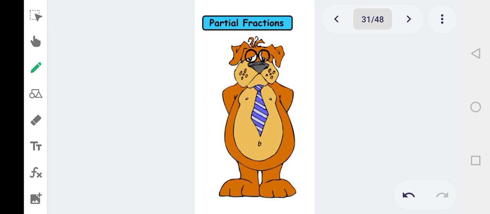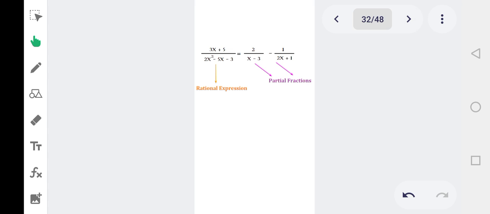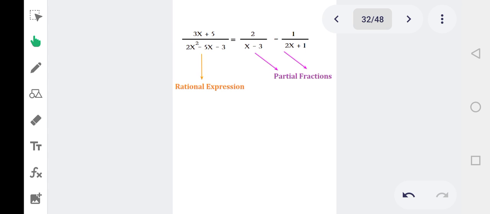So our main focus today is partial fractions. So what are partial fractions? Okay, so let's see what partial fractions are. So we've got a rational expression here. This is a rational expression, or in other words, this is a fraction. So when you decompose a fraction into its simpler parts, those parts are called partial fractions.